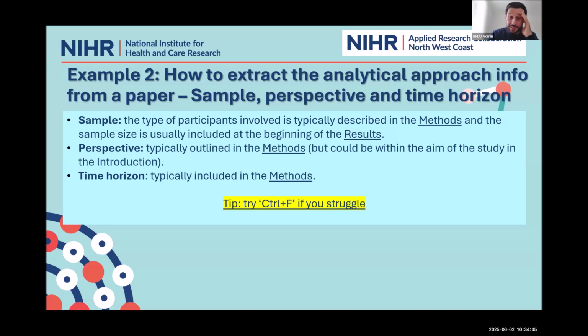If you struggle, I know it sounds very basic, but do a quick search for perspective, for example, or for time horizon, or just horizon. Any good economic evaluation in a way should include a perspective and a time horizon. So you will be able to do a Control F search and find the word perspective somewhere in the method and the word horizon or time horizon somewhere in the methods. Okay. If you struggle, do use this tip in order to find this information.